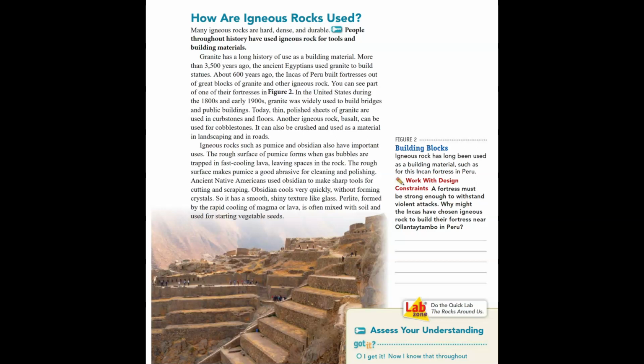Igneous rocks such as pumice and obsidian have also important uses. The rough surface of pumice forms when gas bubbles are trapped in fast-cooling lava, leaving spaces in the rock. The rough surface makes pumice a good abrasive for cleaning and polishing. Ancient Native Americans used obsidian to make sharp tools for cutting and scraping. Obsidian cools very quickly without forming crystals, so it has a smooth, shiny texture like glass. Perlite, formed by the rapid cooling of magma or lava, is often mixed with soil and used for starting vegetable seeds.